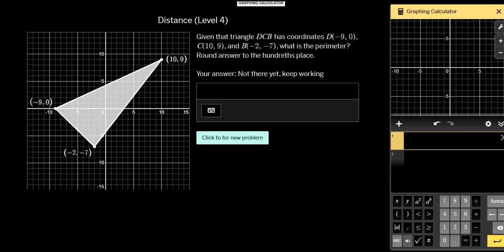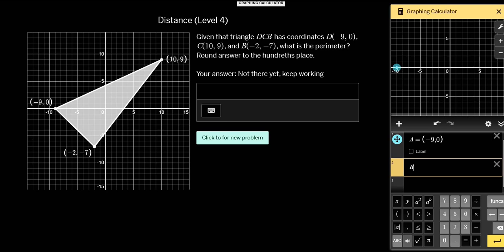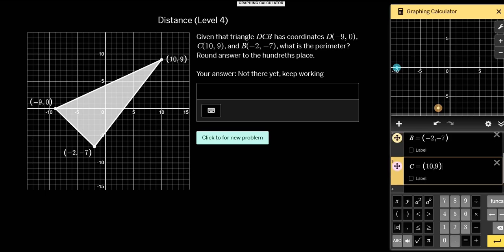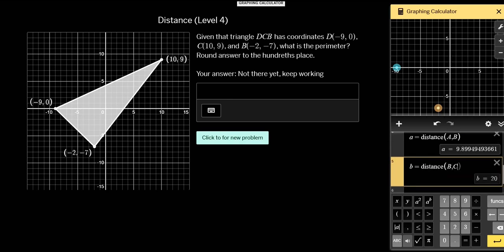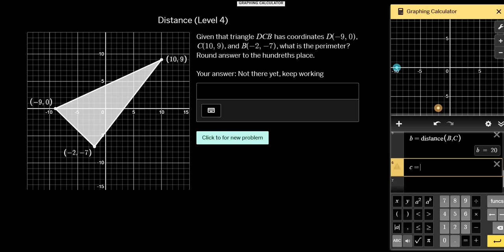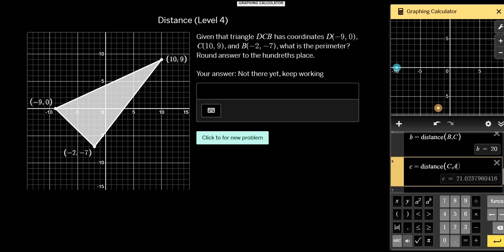For the sake of showing some shortcuts that again can be used on the EOC, going back to what was seen in a previous video, we could assign, let's say my coordinate A is negative 9, 0. My coordinate B, I'm going to call it negative 2, negative 7. And my coordinate C, I'm going to call it 10, 9. And so from there, I'm going to say lowercase a equals the word distance, A, comma B, my two coordinates that I listed. Lowercase b, because I'm just picking these letters out, they don't matter what letters they are, is distance of B, comma C. And then lastly, lowercase c is equal to distance of C, and then bringing it back home to A.